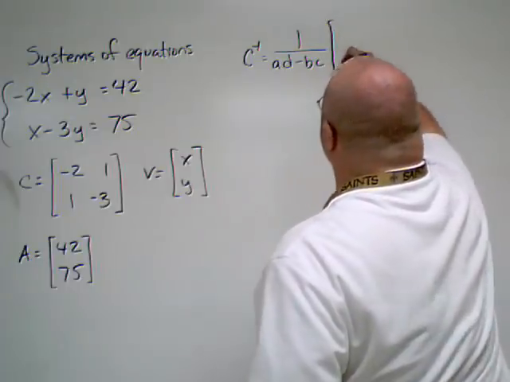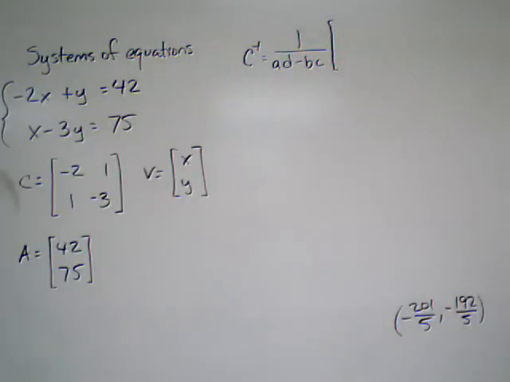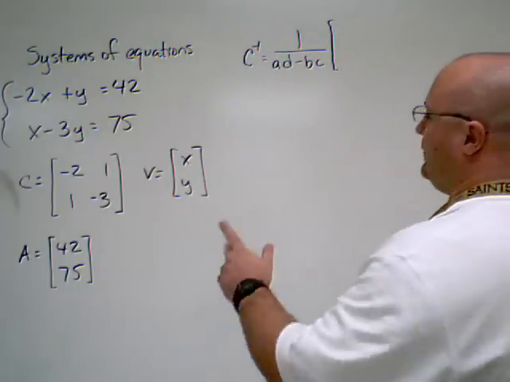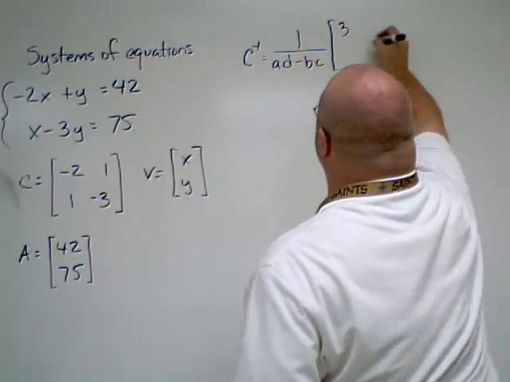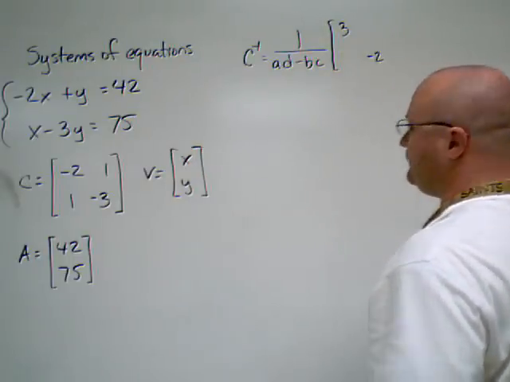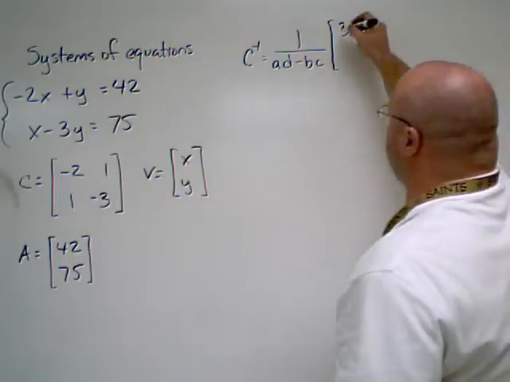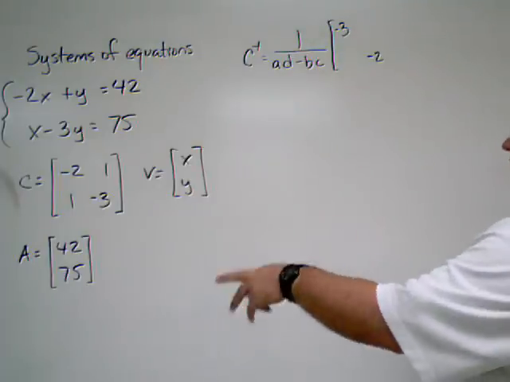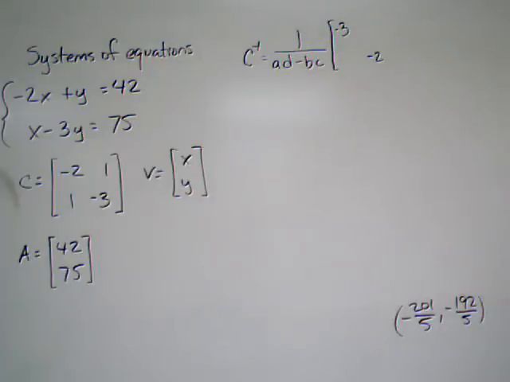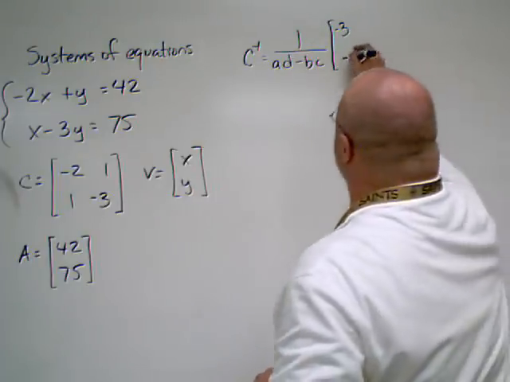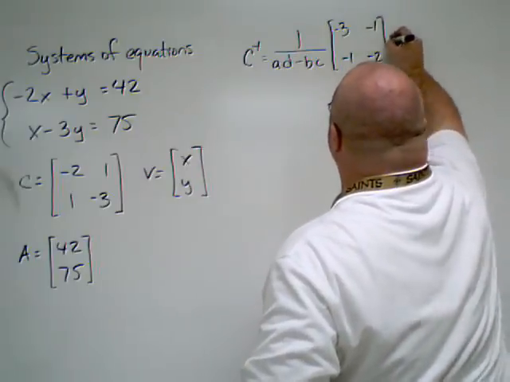Right? And then we're going to change our original matrix around. A and D switch places, so we have 3 here and -2 here. I'm sorry, -3. And then we are going to negate the other 2 terms, but they're going to stay put. So we got -1 and -1. Okay?